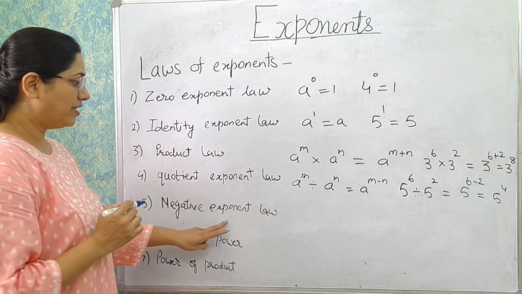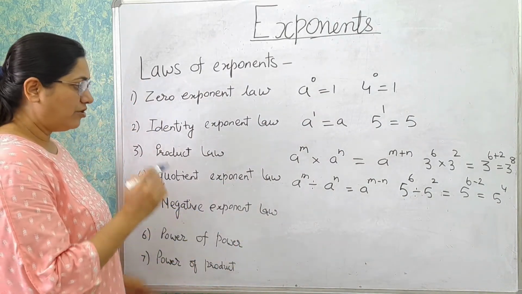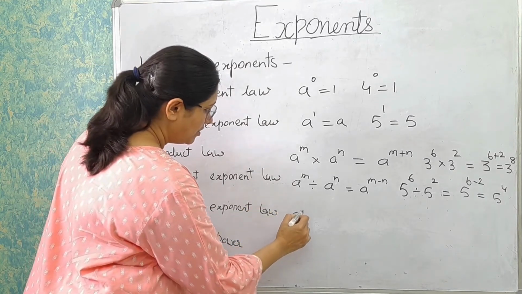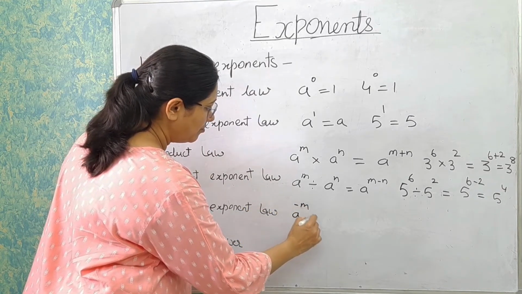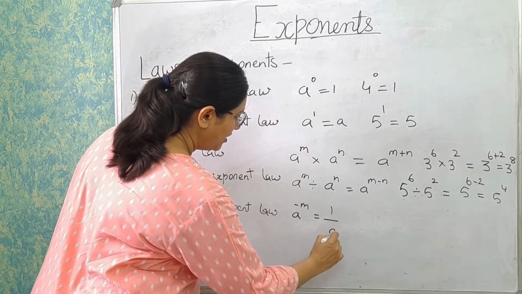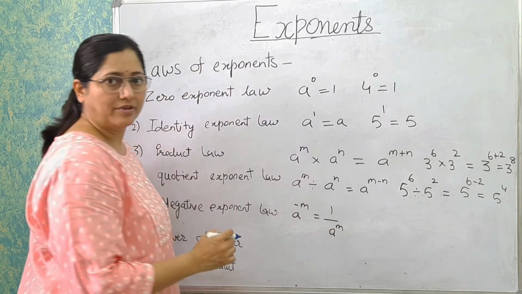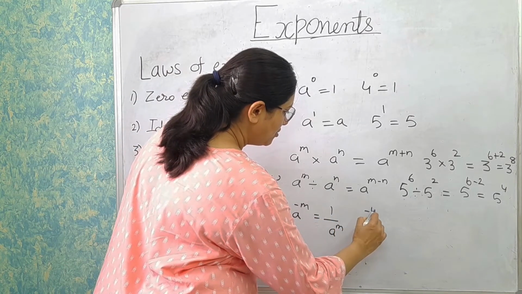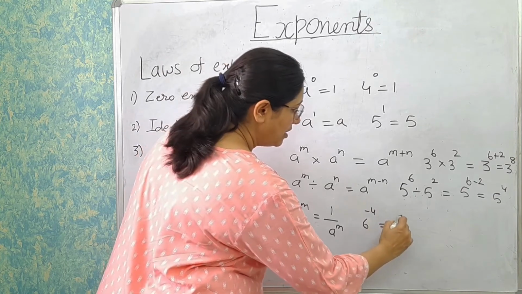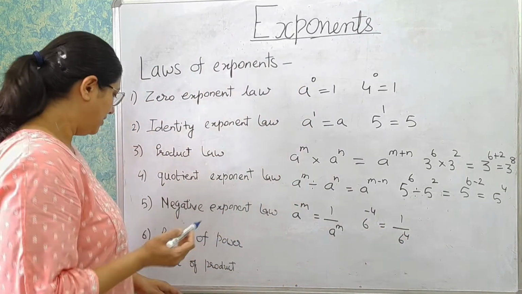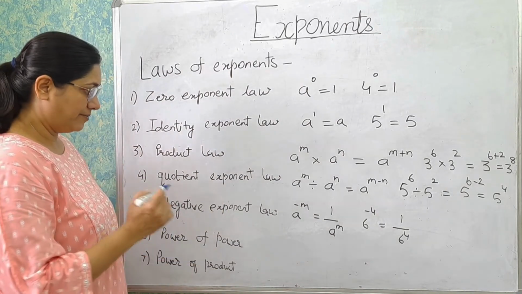Next, negative exponent law. In this law, if exponent is negative, suppose a to the power minus m, then I can write it as 1 upon a to the power m. For example, if I say 6 to the power minus 4, so it will be equal to 1 upon 6 to the power 4.